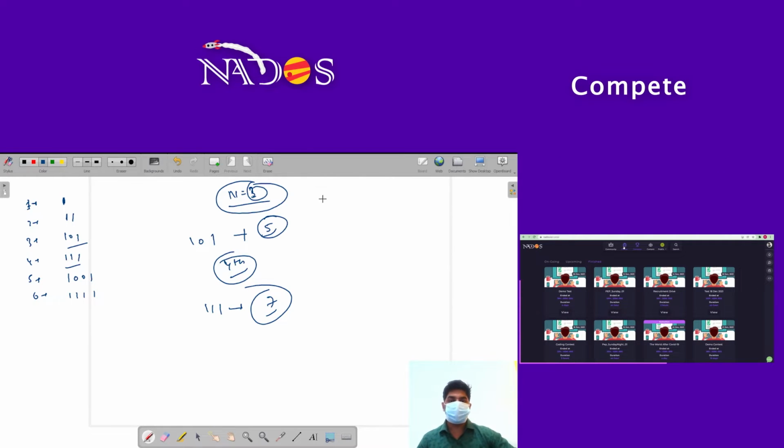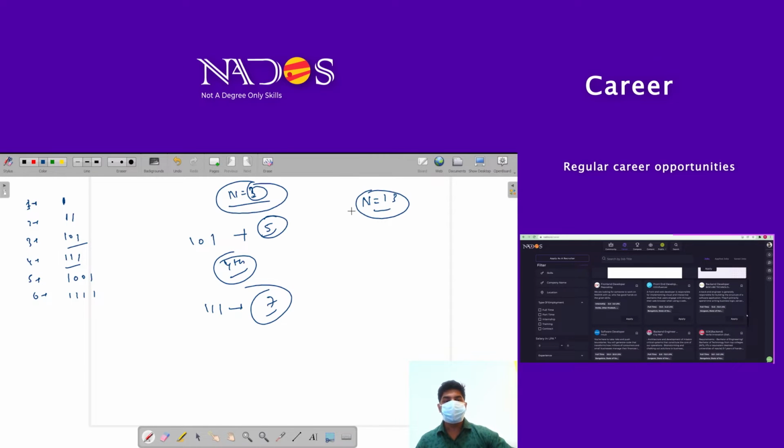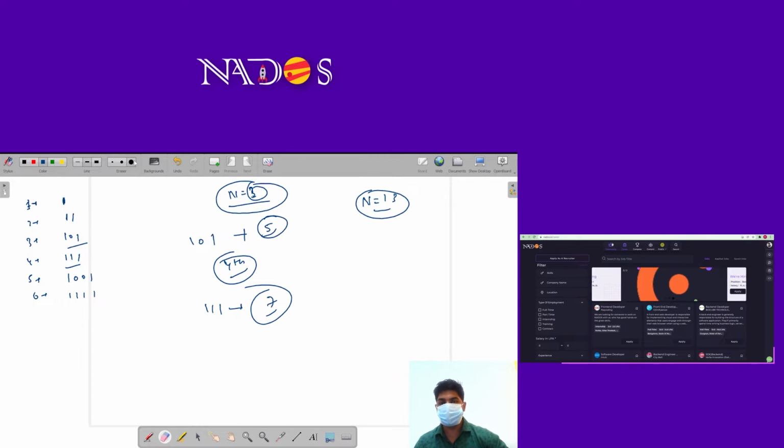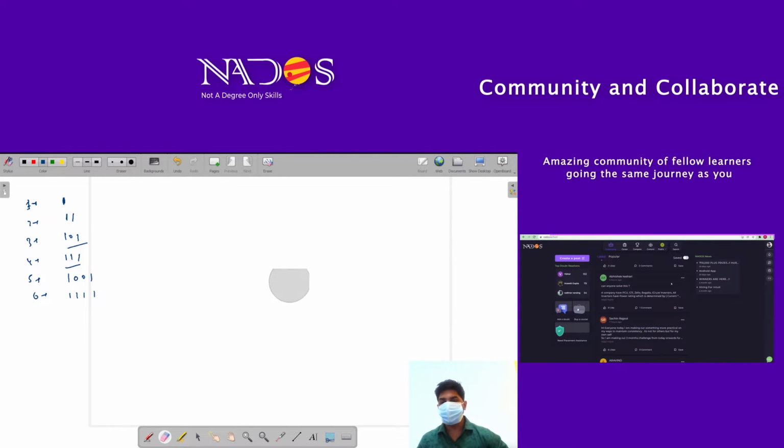So similarly any value of n can be given to us and we have to tell the nth number whose binary representation is a palindrome. So this was the problem part. Now let's see how we can solve this problem.